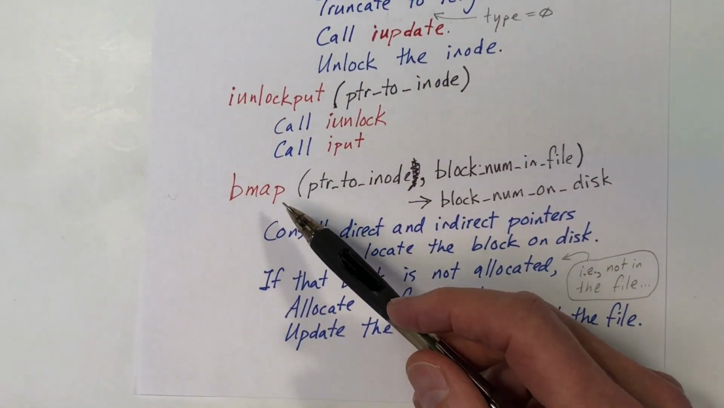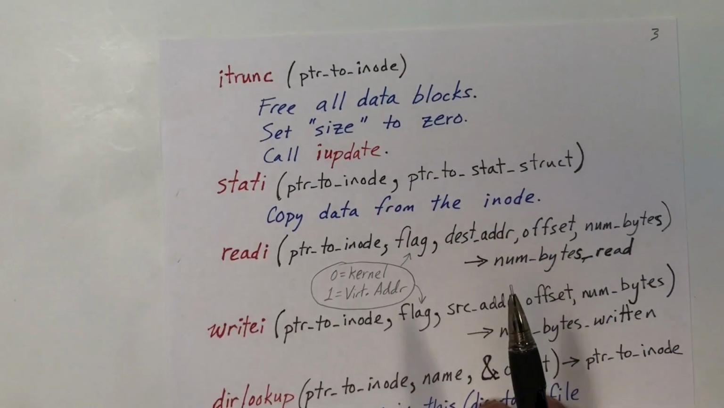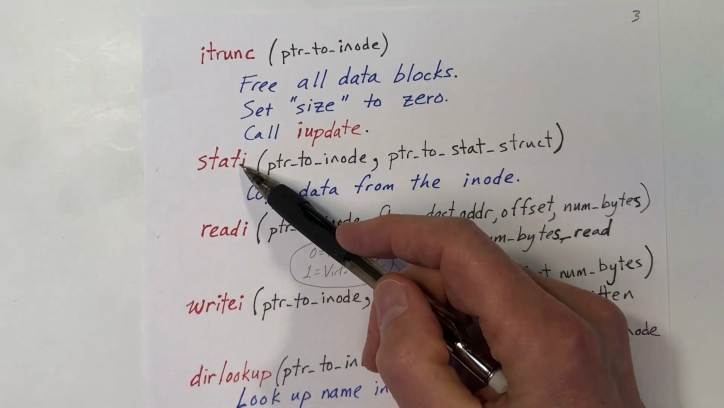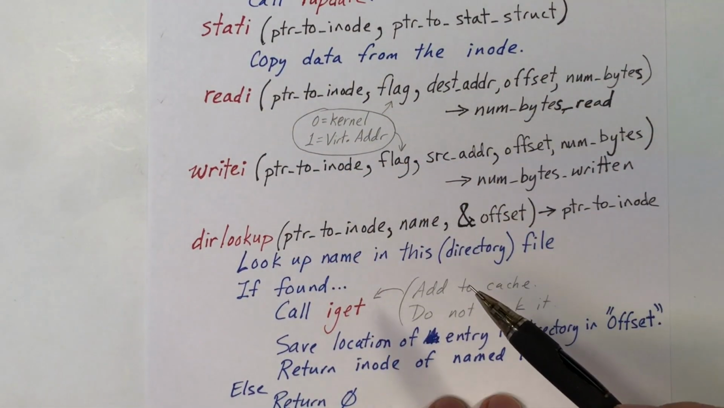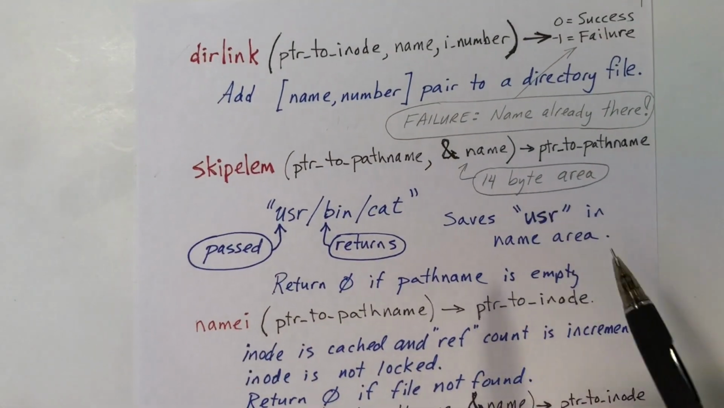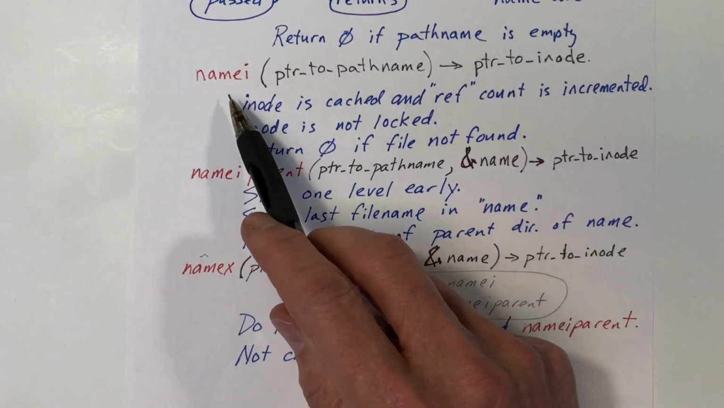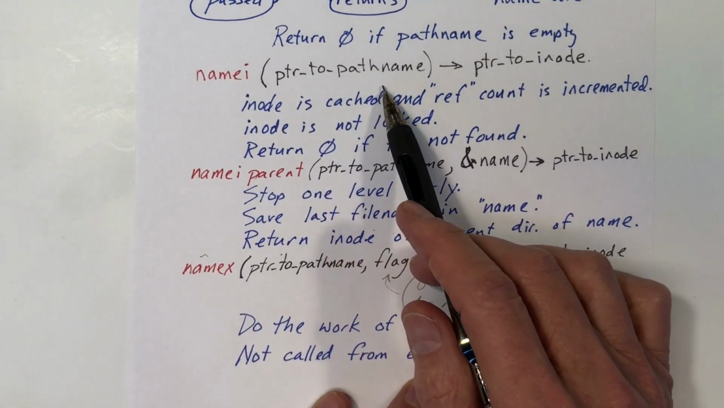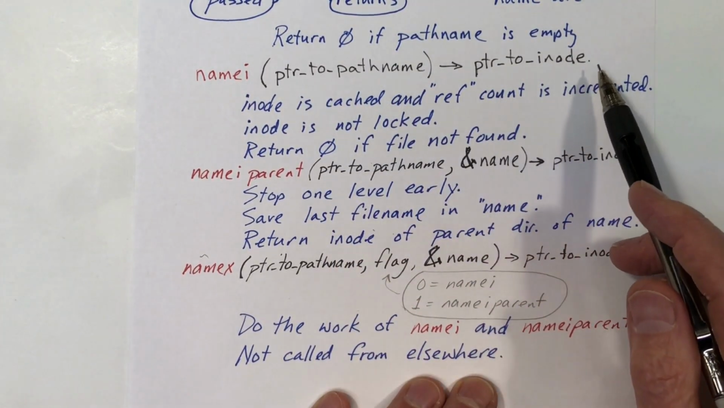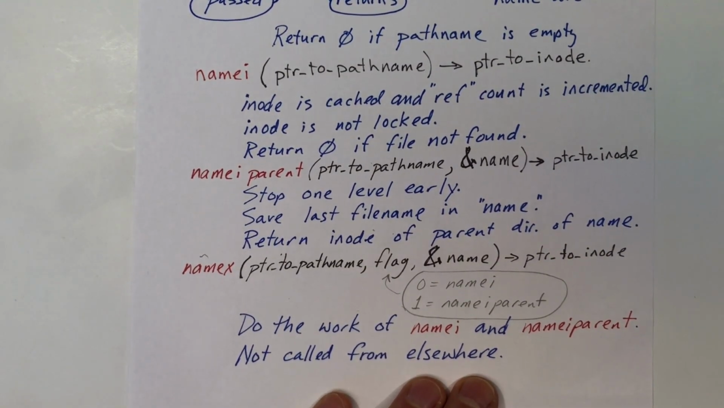BMAP I will cover in part 2. However, in this video, I will cover itrunc and stat_i, and then the other functions, read I, and so on, will be covered in the next video. And in the next video, we will end up talking about the main function, name_i, which is what we're working toward. It's passed a pointer to a path name string, and it figures out which file on the disk that is, and returns a pointer to an inode representing that file.